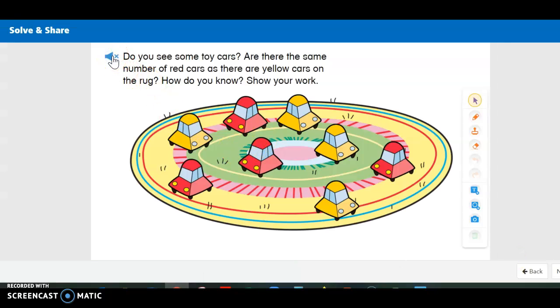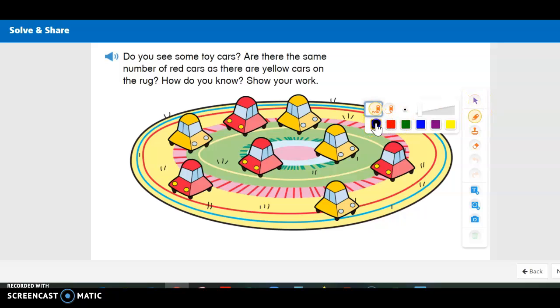Do you see some toy cars? Are there the same number of red cars as there are yellow cars on the rug? How do you know? Show your work. All right, so we need to find out if we have the same amount of red cars as we do yellow cars. How are we going to figure that out? Well, one thing that we can do is match them. So we can draw a line from one red car to a yellow car. So let's try that out.